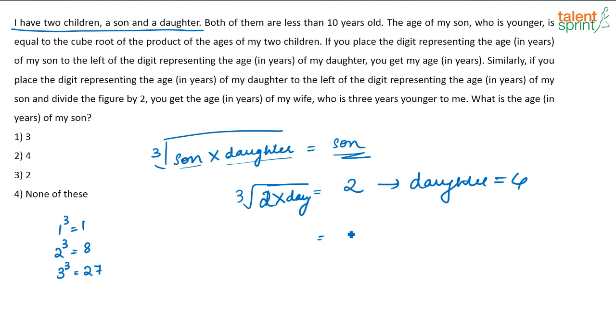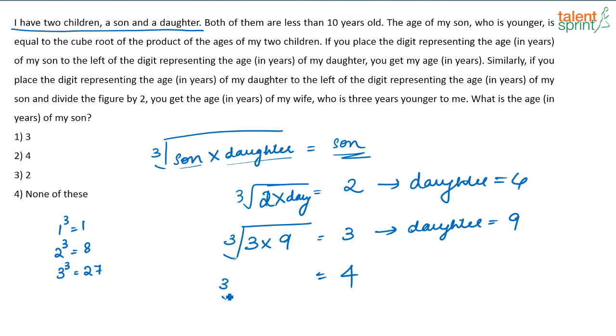Now, try the next one. Let us think the age of the son is 3. So, if the age of the son is 3, cube root of 3 into what? The answer you should get is 3. This can be 9. The age of the daughter can be 9. 9 3s are 27, cube root of 27 is 3. So in this case, the age of the daughter can be 9. Now the next possibility, age of son is 4. If the age of the son is 4, what should be the age of the daughter here?